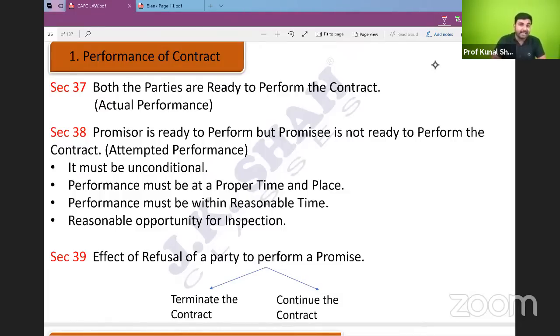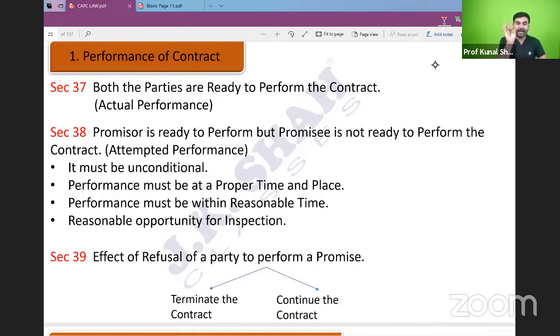So when promisor is ready to perform, but promisee is not ready to perform, it is an attempted performance. Over here, the offer of performance, law says, should be unconditional, which means at the time of performance, you should not keep any conditions. I cannot say now on 10th January that if it rains today, then only I will sell you my car. If it does not rain, I won't sell you my car. No, sorry. The contract has already been formed. Now you have to just perform the contract. So at the time of performance, the performance should be unconditional.